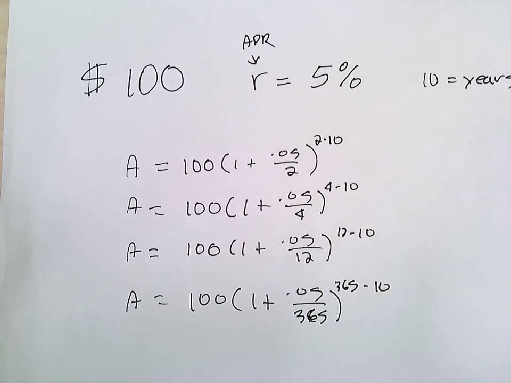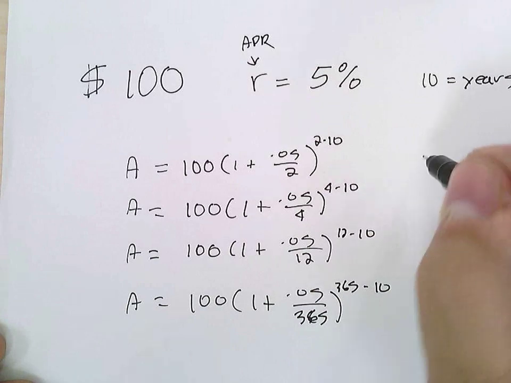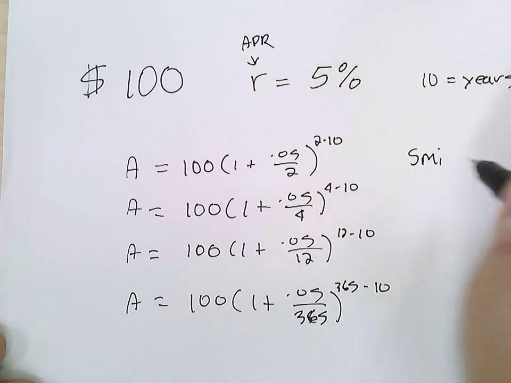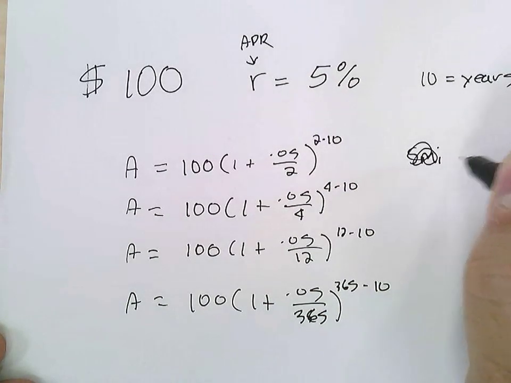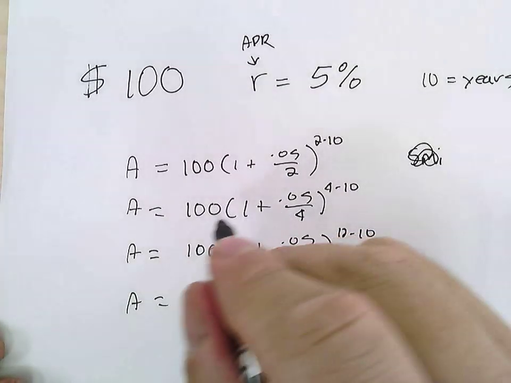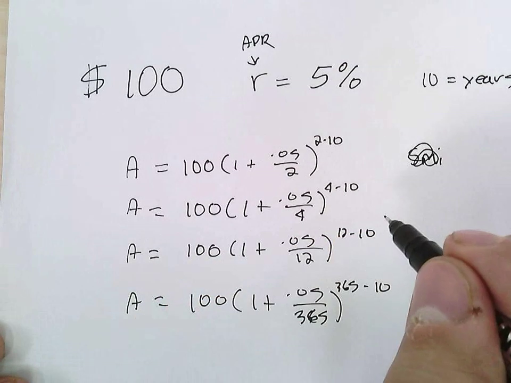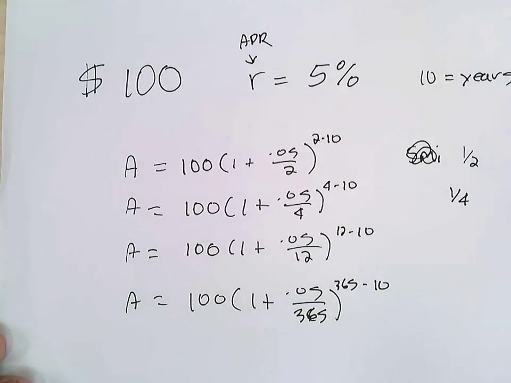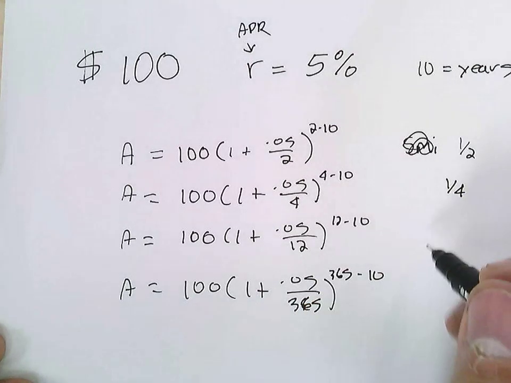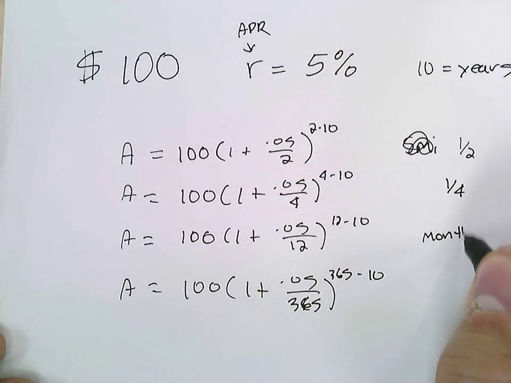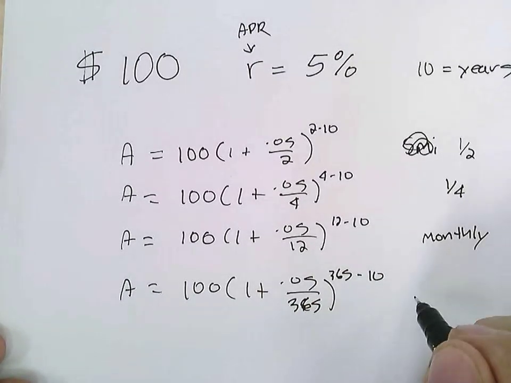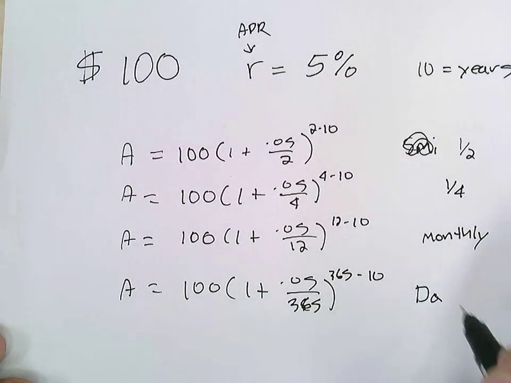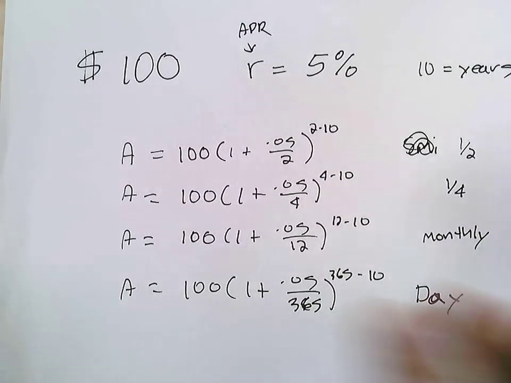We're still getting 5% for the year, but depending on how often we compound, this one here is semi-annually, and then this is quarterly. So this is half a year. This is a quarter of a year. This is monthly, and this is daily, every day, and so on. So that's what that is.